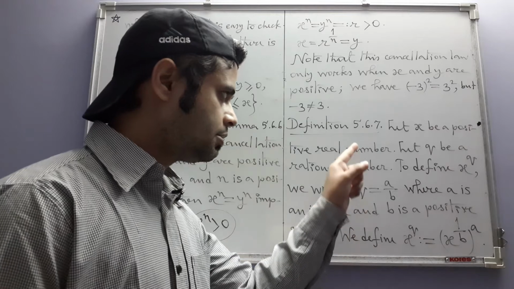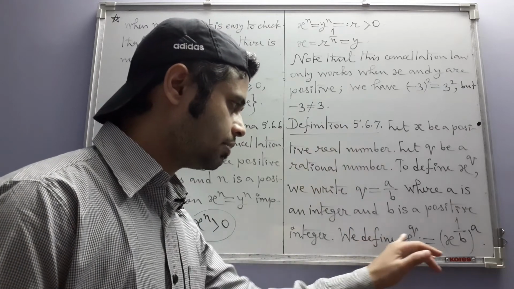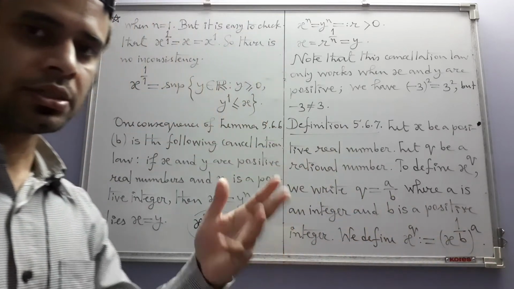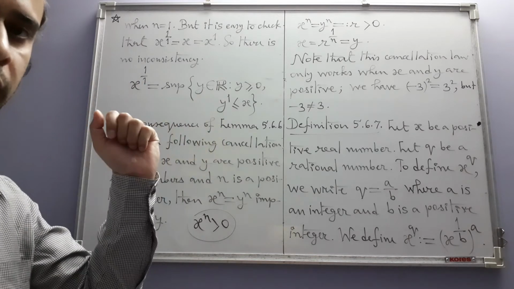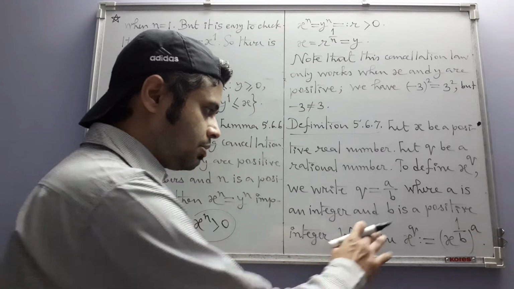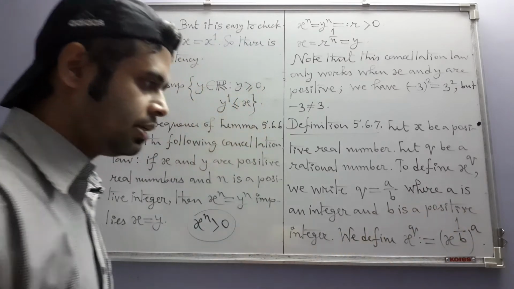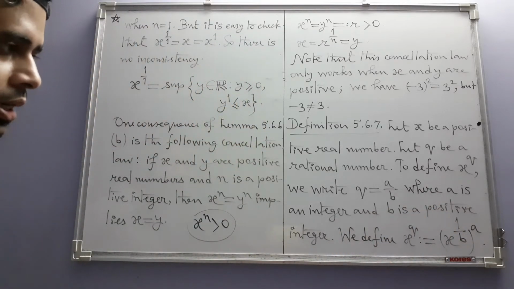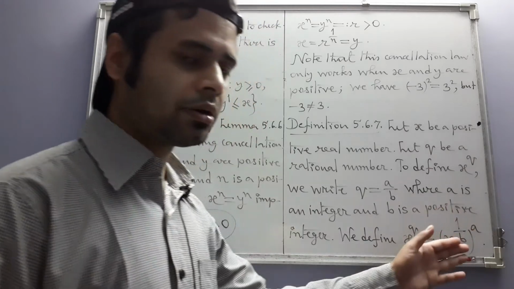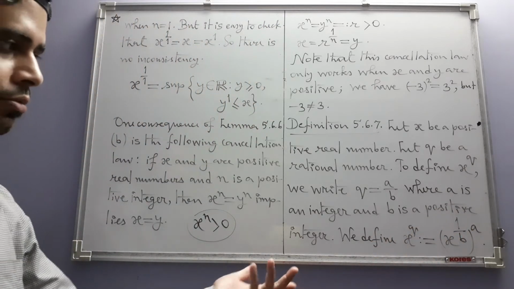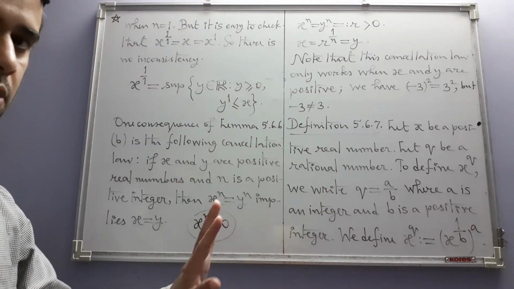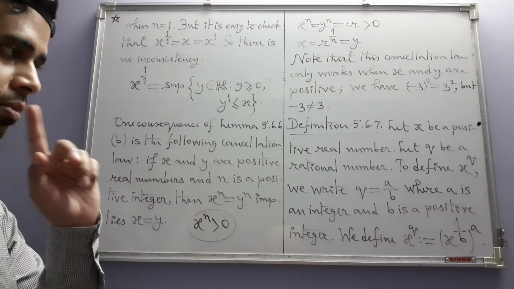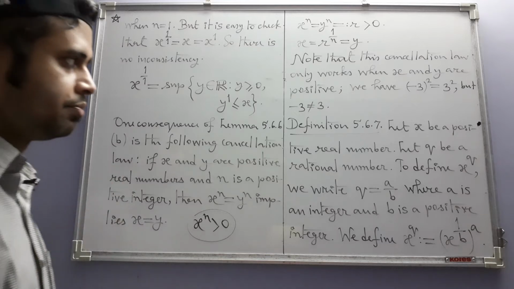Note that since x is a positive real number, its b-th root first of all exists. We have already shown that in the existence of nth roots, and that is because b is a positive integer, so the b-th root exists, and its a-th power of course can be taken in the usual way. Now a is any integer, so there is one more thing.